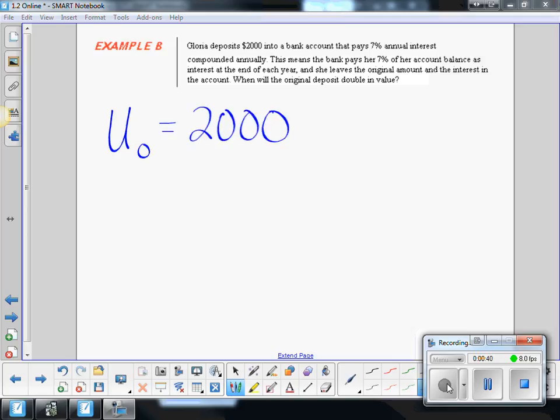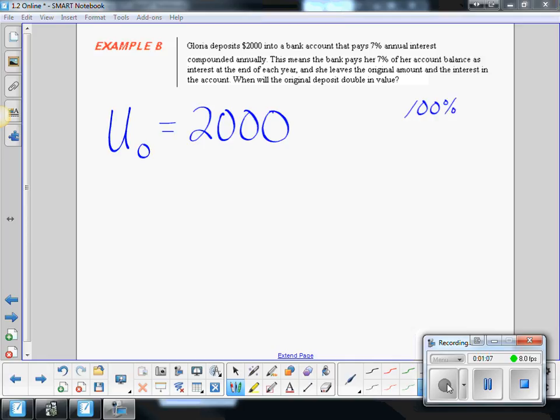Now, they didn't ask us to use a formula here, but I want us to practice it and make sure that we understand how to write the formulas. Every year, they're going to give her 7% simple interest, or compounded annually. But what that means is, at the end of a year, they're going to give her 7% more than what she had in there. Okay? So we talked about this a little bit in the past.